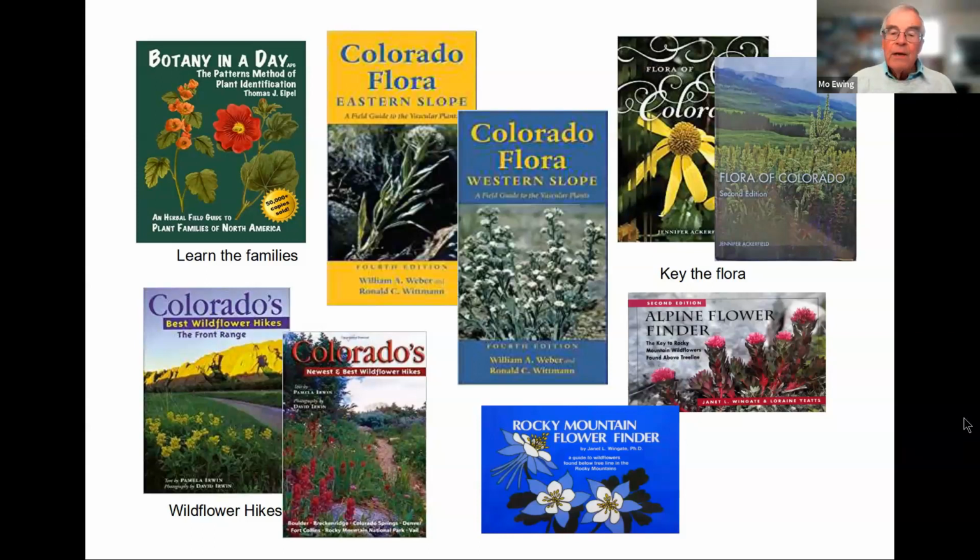And then Jan Wingate wrote the Rocky Mountain Flower Finder, and that was a more general one about the flowers that you'll find in the montane. It's not quite as effective because whereas Lorraine covers all of the 340 alpine flowers, the Rocky Mountain Flower Finder can't cover them all because there are so many in the montane.